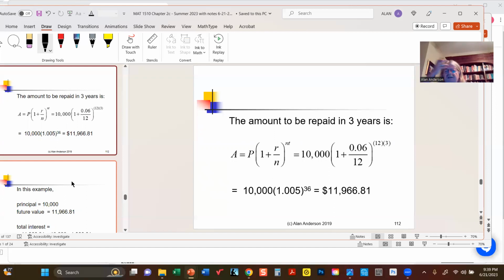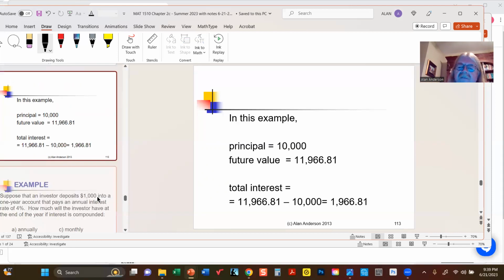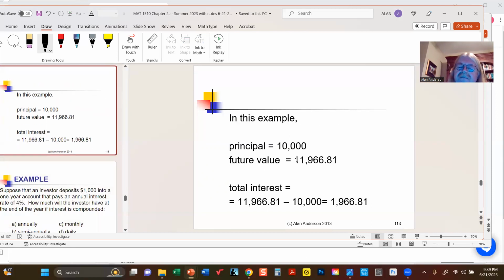So if you plug in the numbers, you can see that algebraically, this simplifies very nicely to 1 plus 0.5% right here. And here, the number 36 means that you're actually paying 36 monthly payments as opposed to 3 yearly payments. So this ends up being $11,966.81. Now, because you started out with $10,000, it should be pretty clear that you ended up paying $1,966.81 in interest.